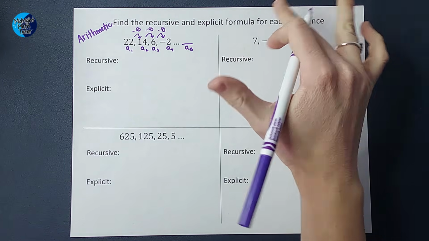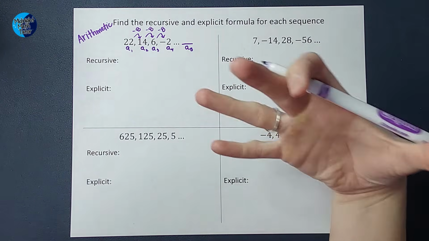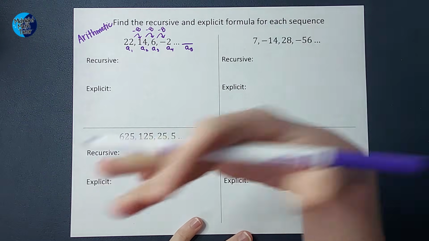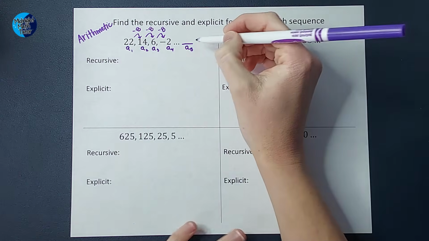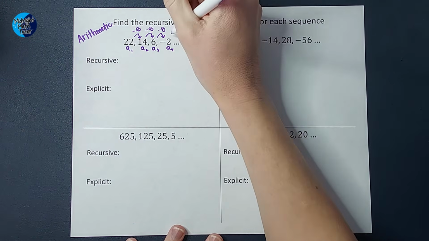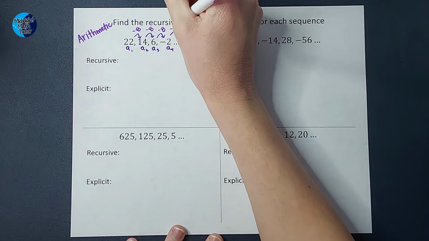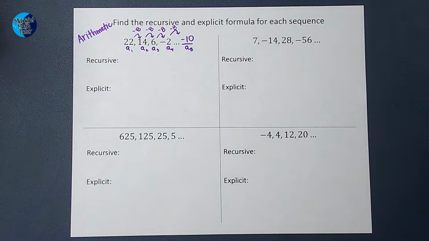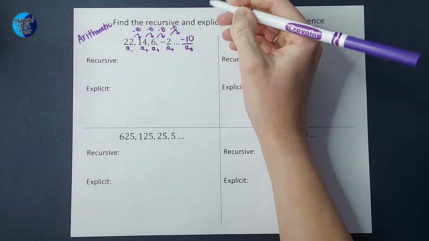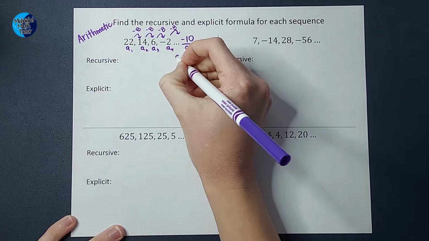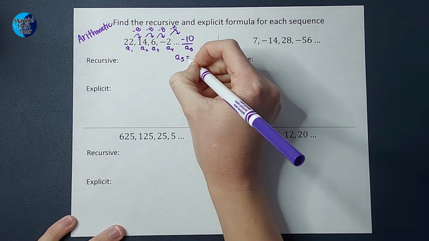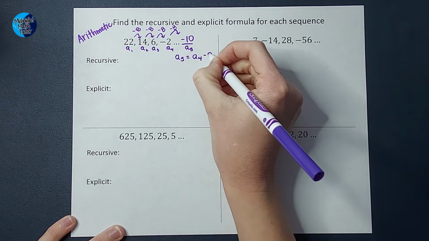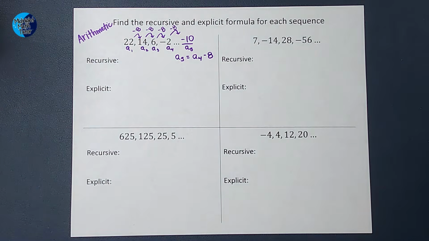But this is math and we like to write things in math language. So how do I represent subtract 8 from the number before in math language? Well, let's figure that out. So if I were trying to find a sub 5, let's figure out what that would be. I would subtract 8, right? And I would end up with negative 10. But we want to make a formula. So if I were looking for that, what did I do? To find a sub 5, I took a sub 4 and subtracted 8, right? That's what I did.